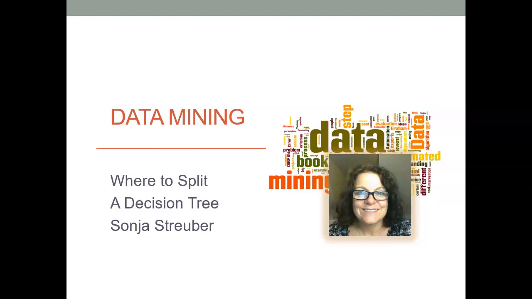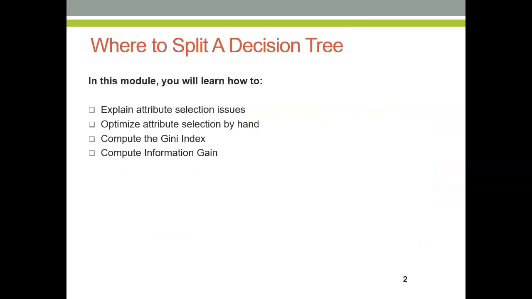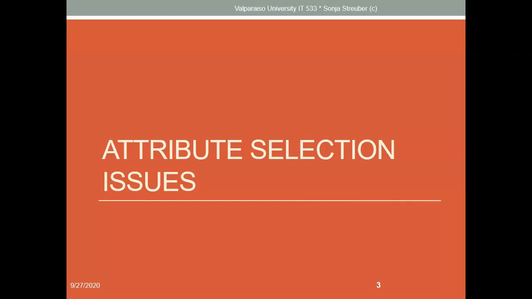Back to data mining. Let's talk about where to split a decision tree. In this module, we will discuss attribute selection issues, and we will learn how to optimize attribute selection by hand. For that, we will compute the Gini index, and we will compute the information gain on a classification tree. But first, let's consider some important attribute selection issues.